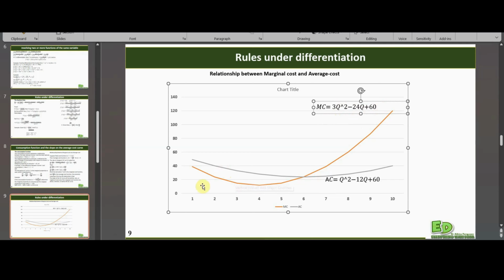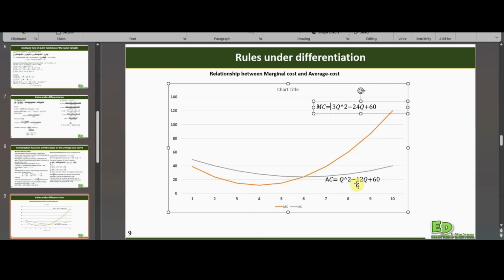So you can see that MC here is lowest at 4. It decreases from this point up to 4, where 4 is our minimum point. After differentiating the marginal cost function and equating it to 0, you get 4, so you say MC is lowest at 4. Then you see that it increases sharply over here. So MC is lowest at 4, and that is the minimum point for the marginal cost function.